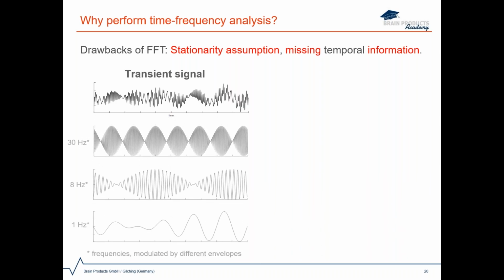This signal is composed of 1, 8, and 30 Hz oscillations, but their amplitudes are modulated by lower frequencies. So these oscillations are not stationary but transient. The problem is that with FFT, we can only look at the frequency content of sections of data. And we will receive a very different frequency spectrum in this section than in this section of data. So with FFT, we cannot track the changes dynamically.